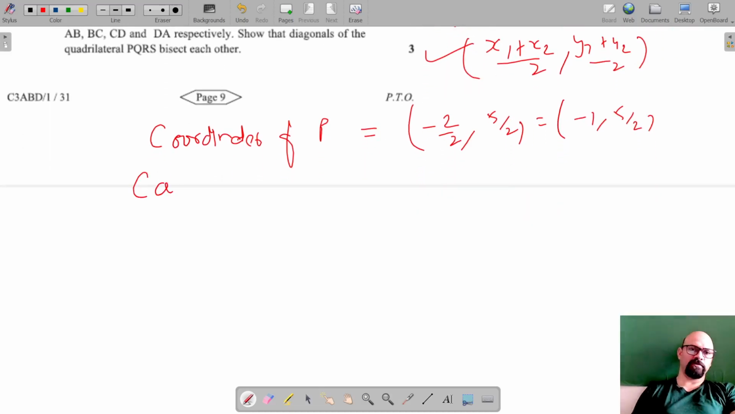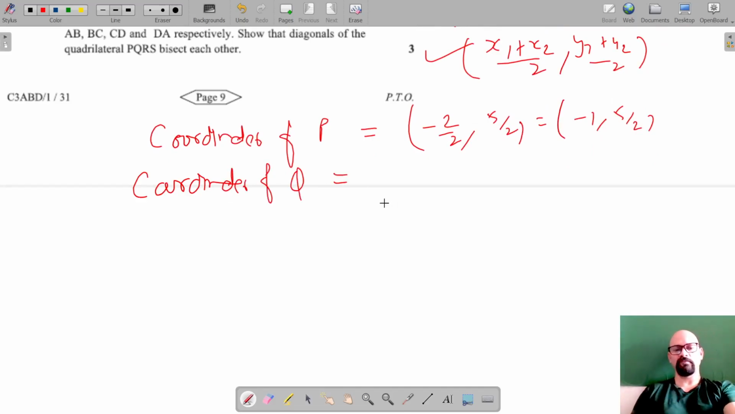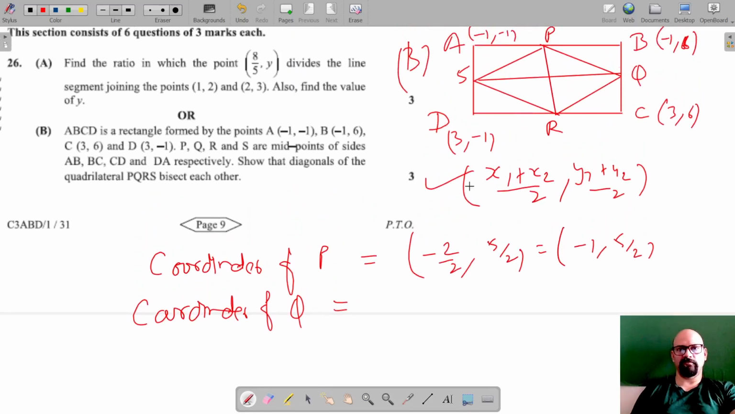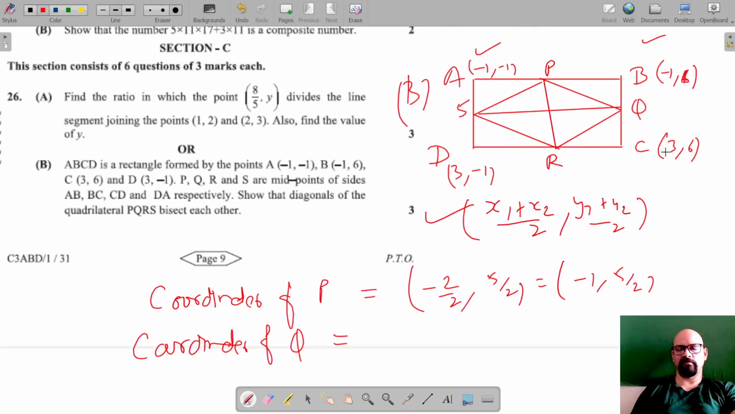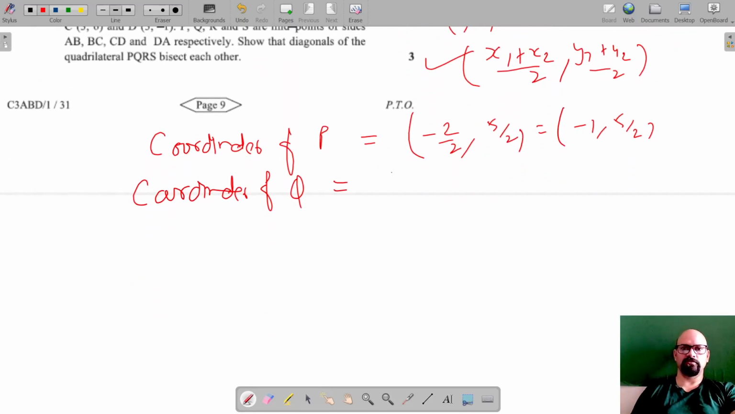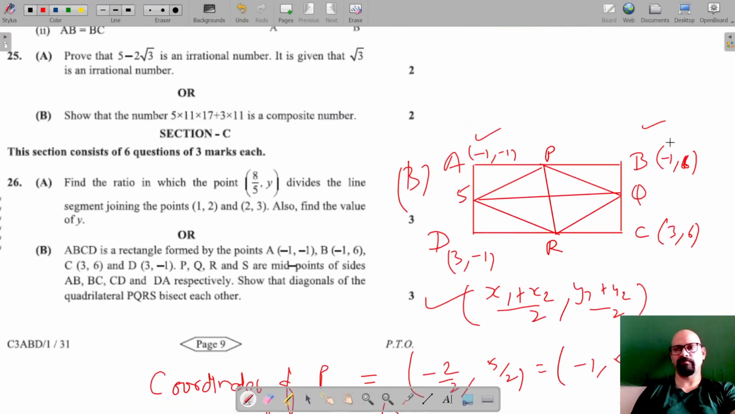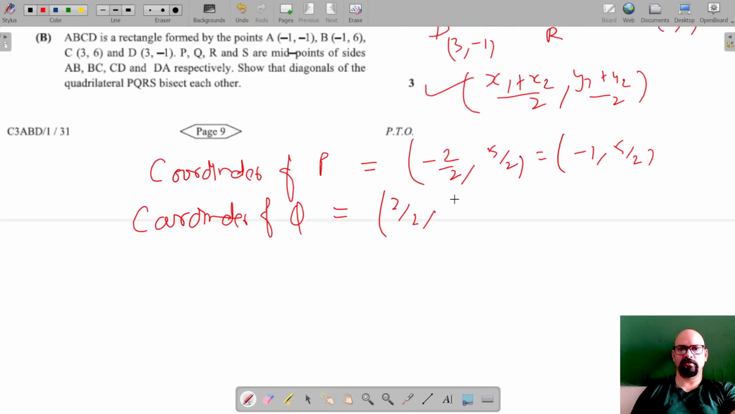Similarly, let's find the coordinates of Q. Coordinates of Q will be (-1 + 3)/2, which is 2/2, and (6 + 6)/2, which is 12/2. This gives us (1, 6). So the coordinates of Q are (1, 6). And let's find the coordinates of point R.